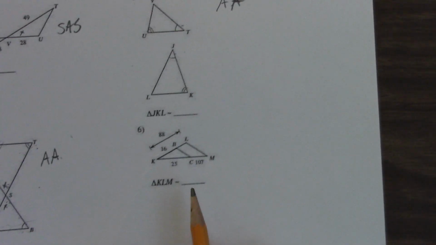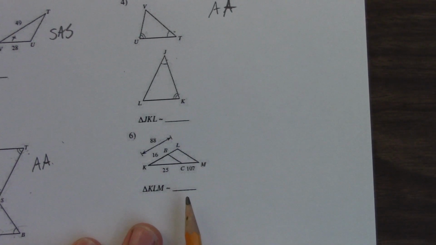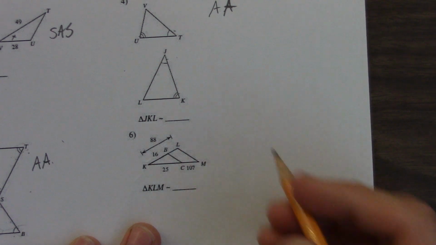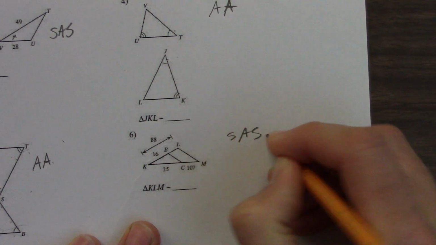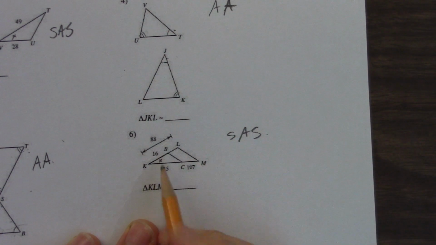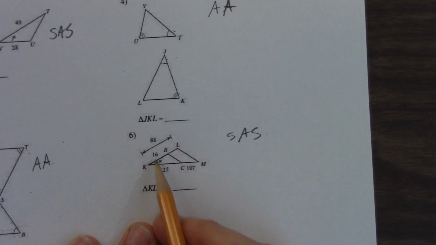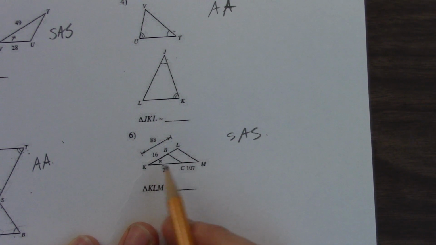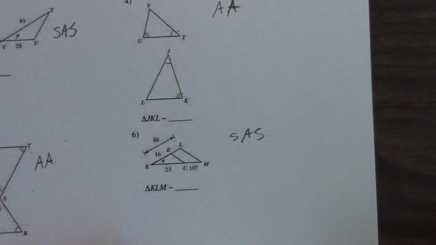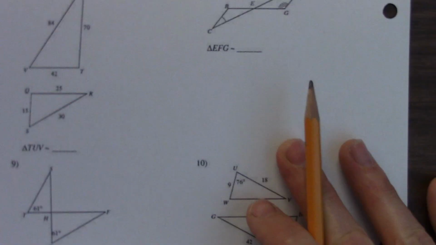All right, number 6. We are going to use side, angle, side again. Why? Because we know this angle is shared by both the little triangle and the big triangle, and we have information about the 2 surrounding sides. This side is 107, this side is 88, this side is 16, and this side is 25. This is a triangle within a triangle. You need to use SAS.